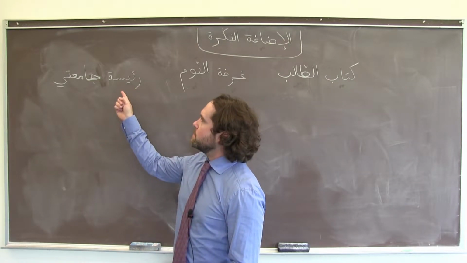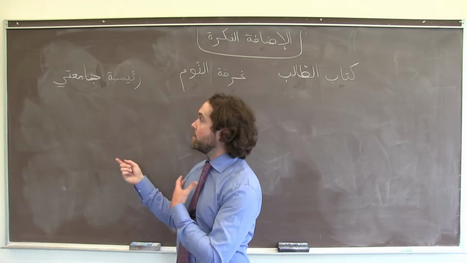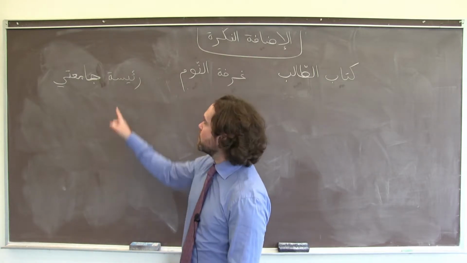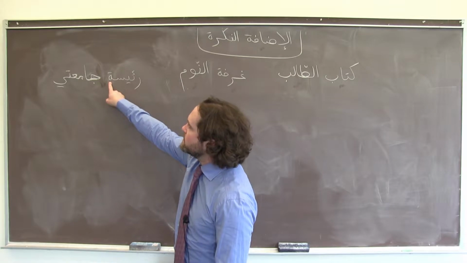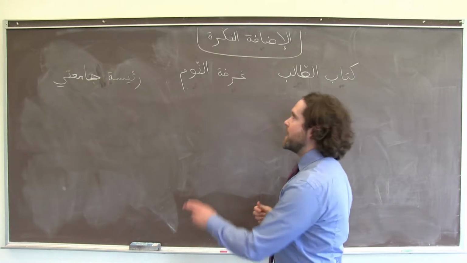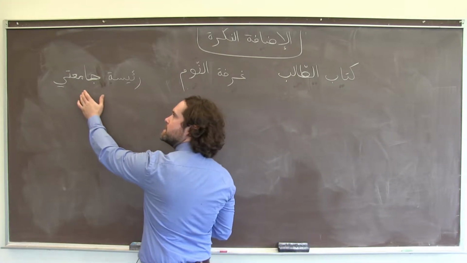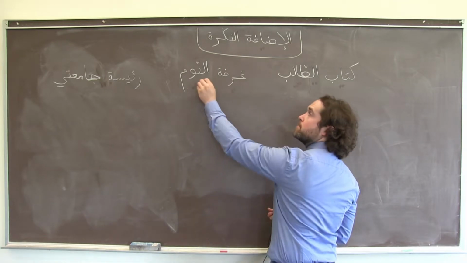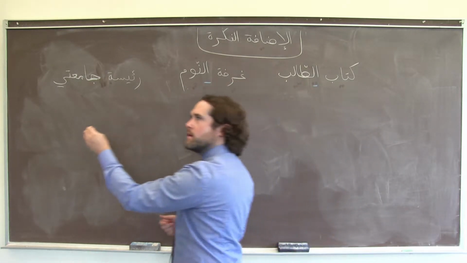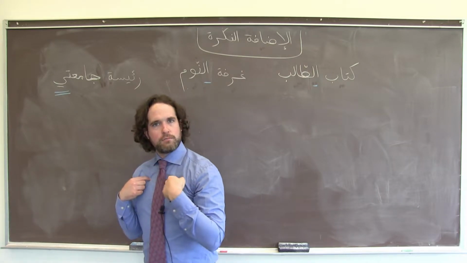Ra'isa is the word for president. It could be masculine or feminine, depending. My college president happens to be a woman, so I've made it feminine with a ta marbuta here. So all of these idafas are definite, and we know that because the last noun in each one is definite, either with alif lam, in these cases, or with a possessive suffix, jami'ati, my college, my university.